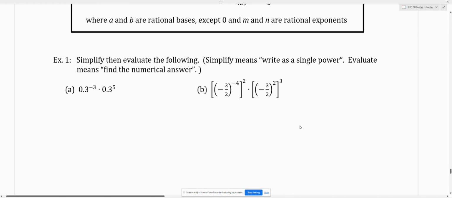Now, a lot of the stuff had letters, but what if we have numbers? It's always important to simplify first, then evaluate. Do not start multiplying these numbers. They can get really ugly. If we have the same base of 0.3 and 0.3, let's use our laws first to simplify. And so what would we get here? Well, I have 0.3 raised to the negative 3 and raised to the 5. So we know we need to add exponents. Negative 3 plus 5 is going to give me positive 2 overall. So this is going to be simplified to 0.3 to the 2, or squared.